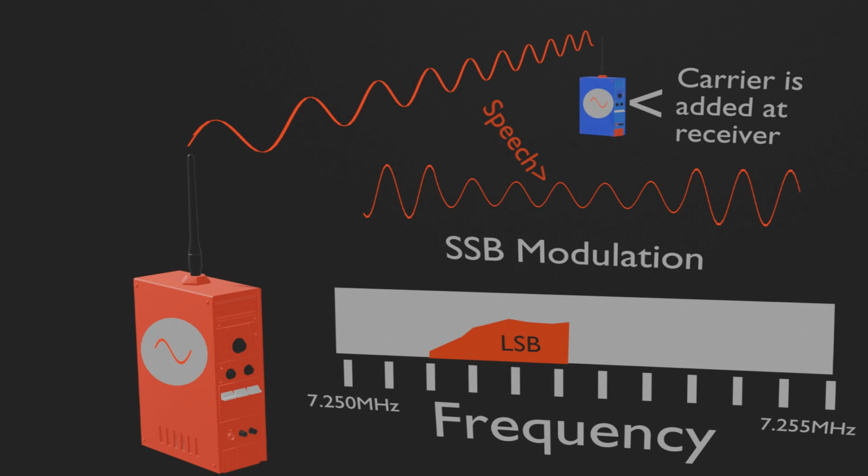This illustration shows that only one sideband is sent from the transmitter, and this is all that's necessary to relay the information, requiring far less bandwidth and power.